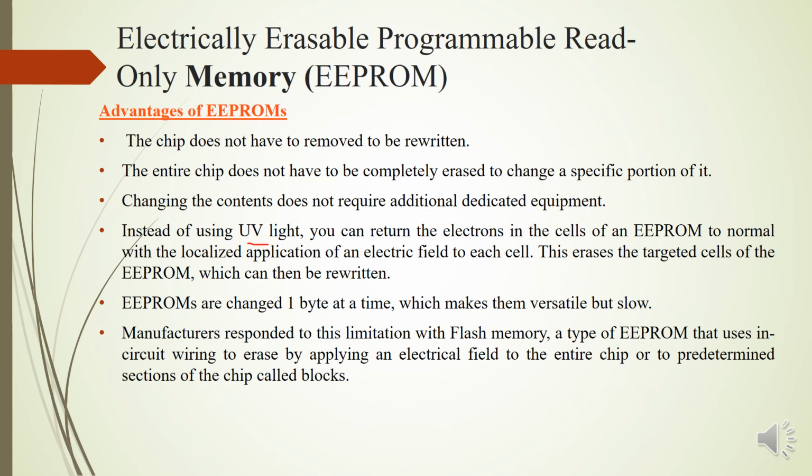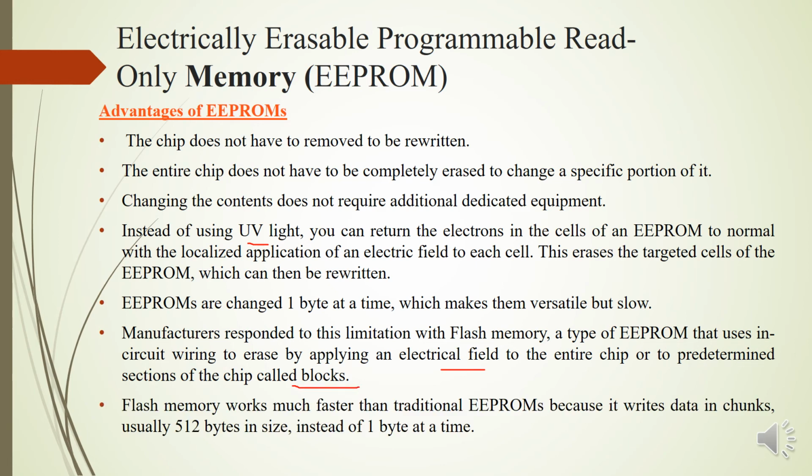Manufacturers responded to these limitations with flash memory, a type of EEPROM that uses in-circuit wiring to erase by applying an electric field to the entire chip or to predetermined sections of the chip called blocks. Flash memory works much faster than traditional EEPROMs because it writes data in chunks, usually 512 bytes in size, instead of 1 byte at a time.